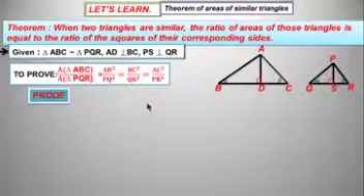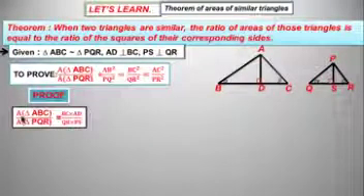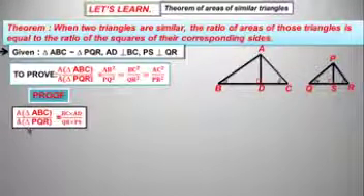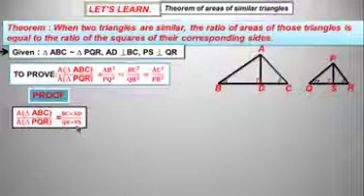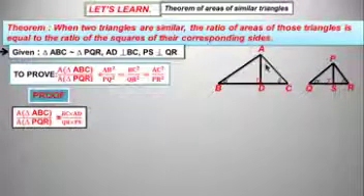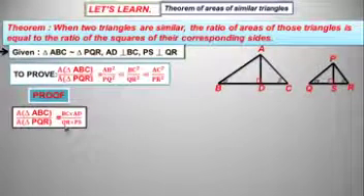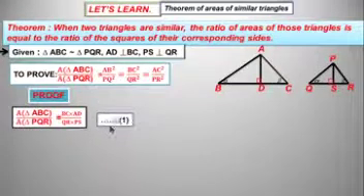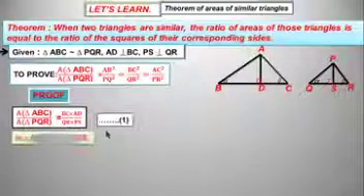Proof: area of triangle ABC divided by area of triangle PQR is equal to BC multiplied by AD divided by QR multiplied by PS. Both triangles have different heights and different bases. This is statement number 1.